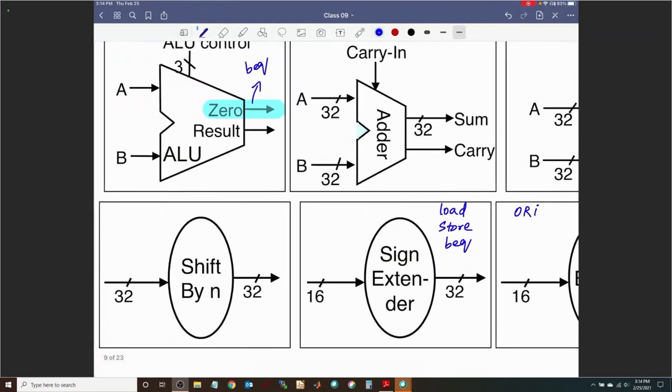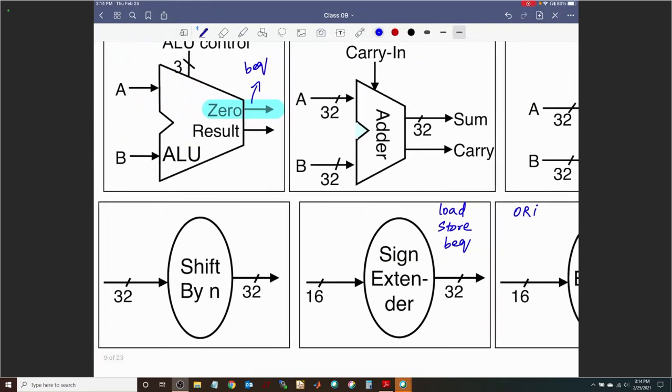If you wanted to, why do we need this shift by N? For example, if you have shift logical left, you can use that shift by N module to get the logical shift by N. Actually, we are not even using this, right? In our case, we are not even doing shift operations in this simplified MIPS. So why do I need shift by N? That's an important question. Anyone?